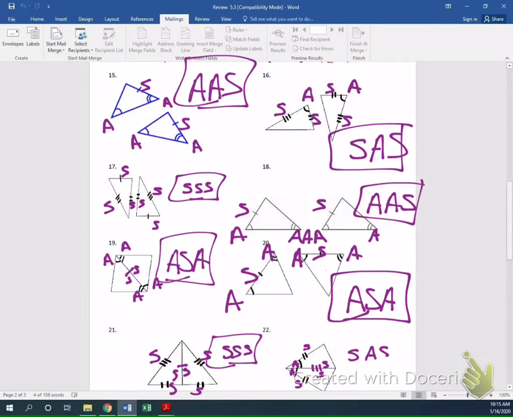Side, angle, side. Yeah. Is it an A right there? Yeah, that's an A because we got side and then the angle, then the side that they share. Or you can start at the side that they share, then the angle and the side. The important part is the angle is right in between the sides. Remember, if the angle's not in between the sides, if you have side-side-angle, or angle-side-side, that's not.